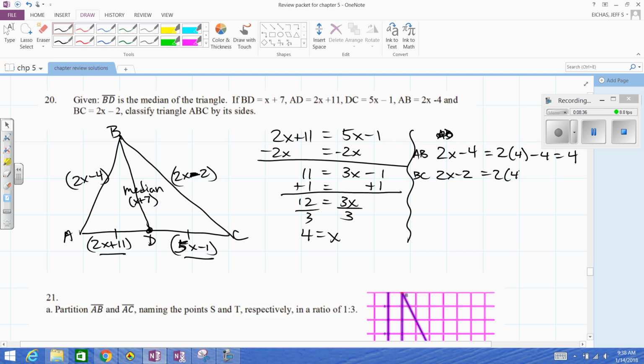So 2 times 4 minus 2, that's 6. This is not possible. Okay. AC, if you look, it's 7x plus 10. 7 times 4 plus 10, that's 38. You can't have that. All right, something's not right here.